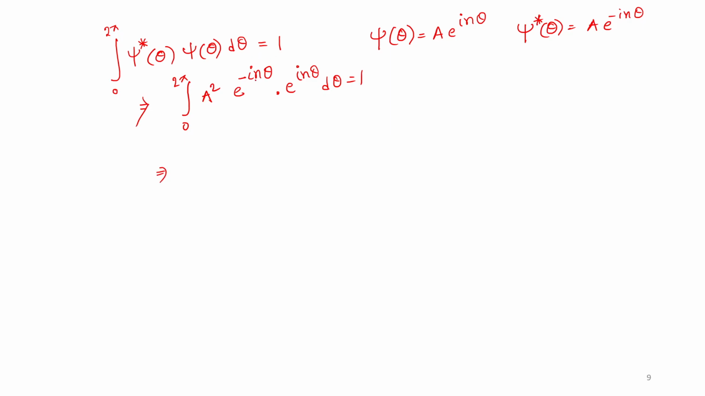And see, e to the power i n theta into e to the power minus i n theta is e to the power 0, that is 1. So A square times the integral of d theta from 0 to 2 pi is 1, and your A is nothing but 1 by root 2 pi. So that's how you get the normalization constant for the rigid rotor also.